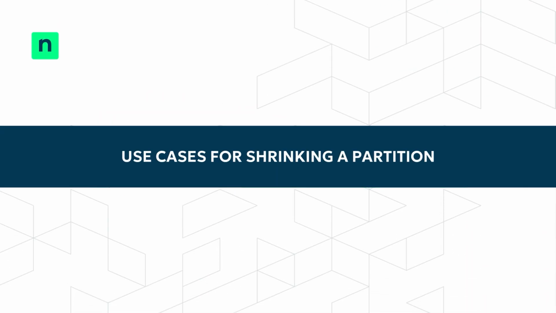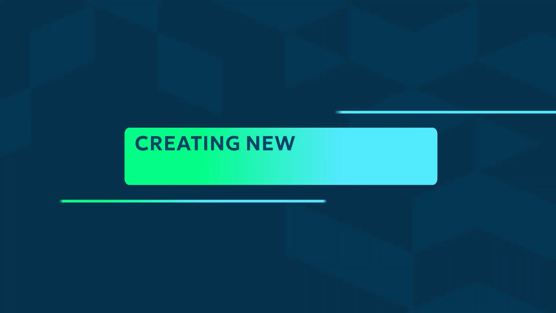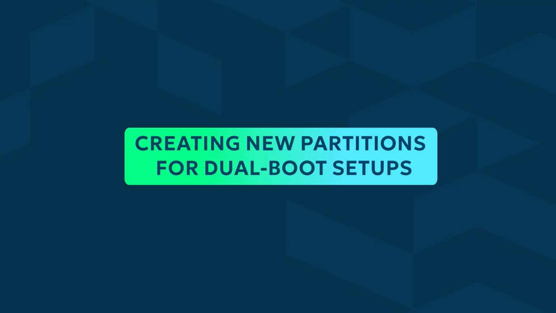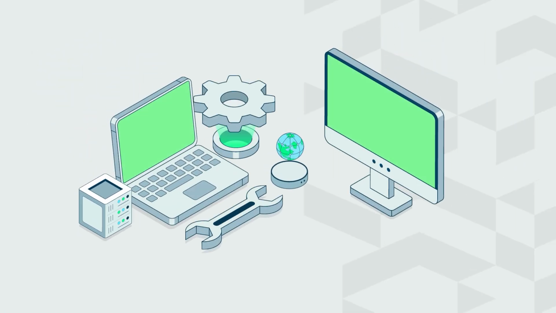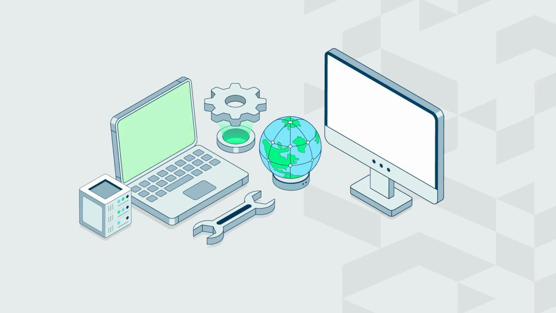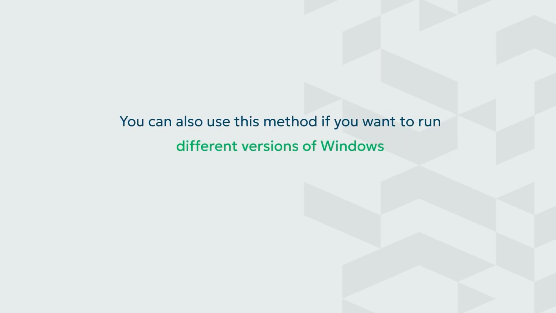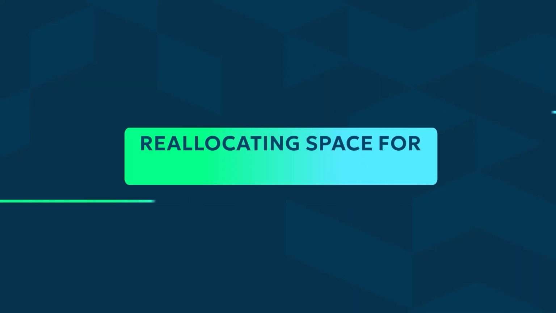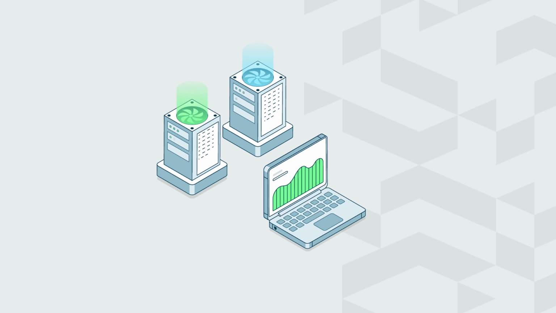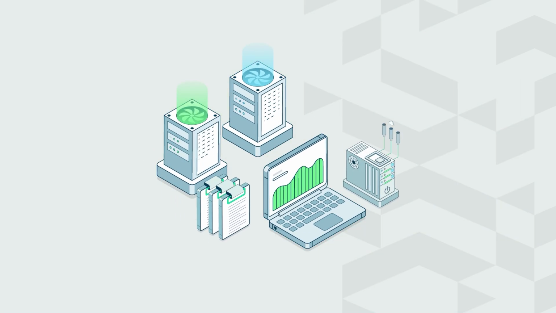Use cases for shrinking a partition. There are many benefits to resizing a partition. First, shrinking partitions helps set up dual boot systems, allowing you to run multiple operating systems like Windows and Ubuntu without them affecting each other. You can also use this method if you want to run different versions of Windows, such as Windows 7 and Windows 10. Shrinking a partition in Windows also helps free up disk space and makes managing files easier, which can improve your device's speed and performance.